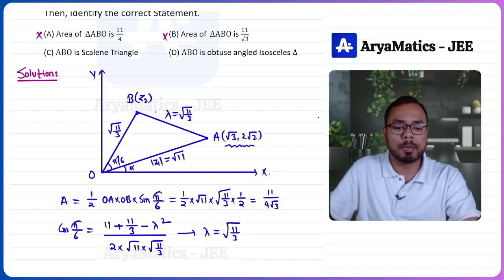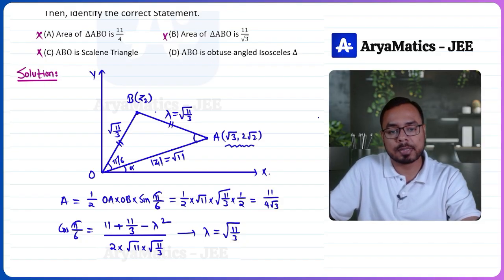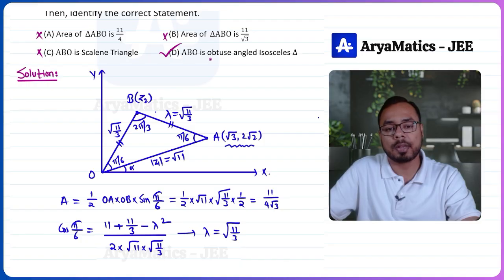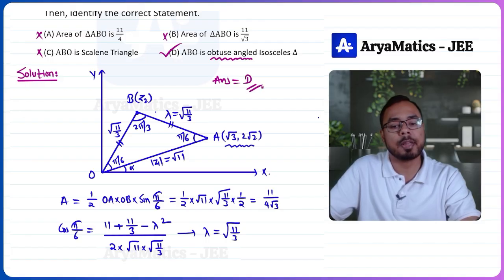Now this angle was pi by 6 and these two sides are equal. Side OB is the same as side AB. So if two sides are equal, clearly it cannot be a scalene triangle. It has to be an isosceles triangle. And also if this angle is pi by 6 and the two sides are equal, this angle is also pi by 6 and here we'll get 2 pi by 3. So it is an obtuse angled isosceles triangle, and therefore the correct answer for this problem will be the fourth option, right? The right answer for this problem will be option D.